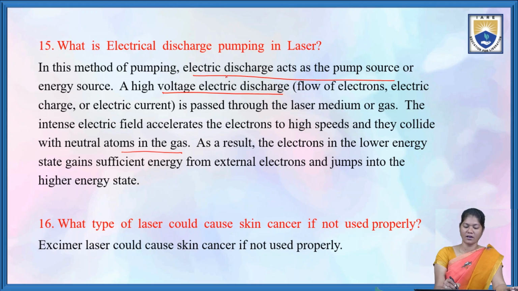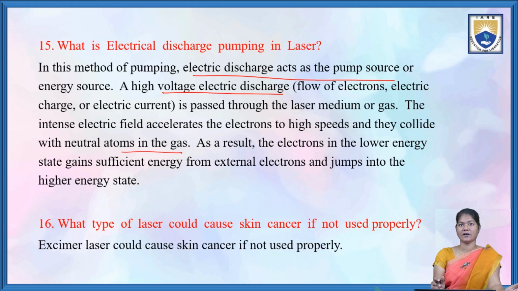So, an electric discharge tube is used to pump the electrons to a higher energy state. So, electric discharge acts as a pump source.